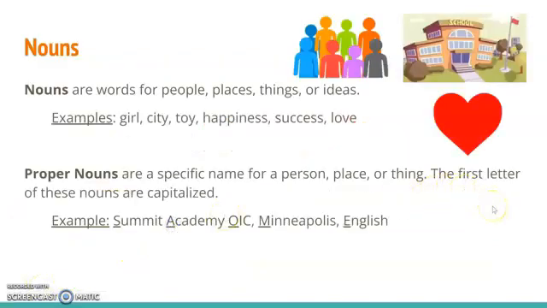The first part of speech I want to review is nouns. Nouns, remember, are words for people, places, things, or ideas. Some examples would be girl, city, toy, happiness, success, love. And with nouns, you can also have proper nouns, which are a specific name for a person, place, or thing. An example of this would be Summit Academy OIC.